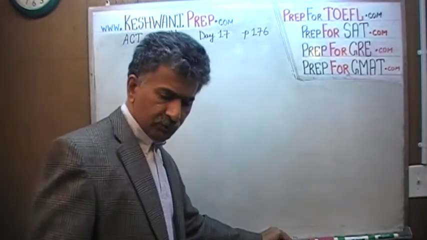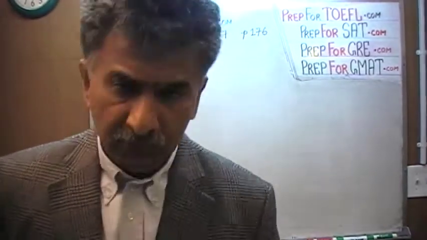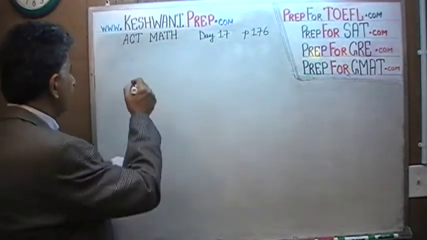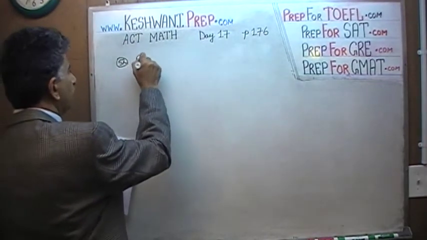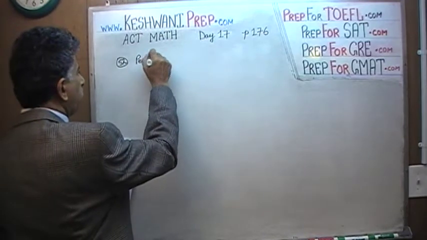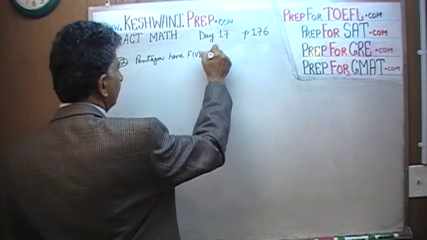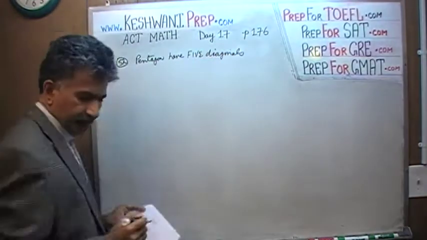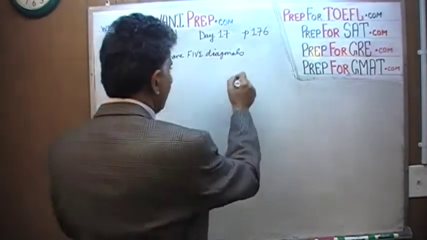Today we are just going to do one problem only because it's a very special problem, and I'll tell you at the very end why it is special. It is problem number 52. We are told that a pentagon has 5 diagonals, which is not a surprise to us. Of course, a pentagon has 5 diagonals.